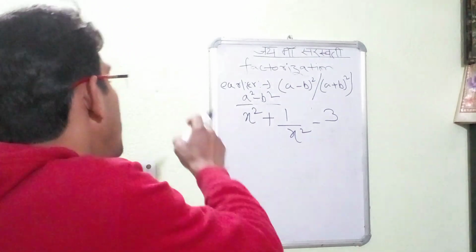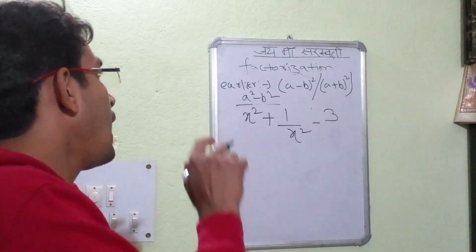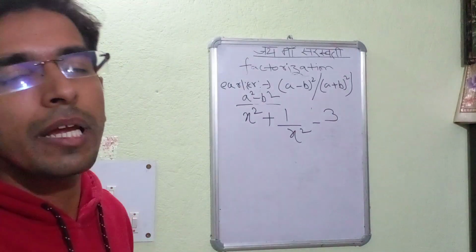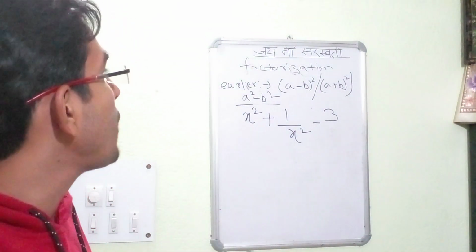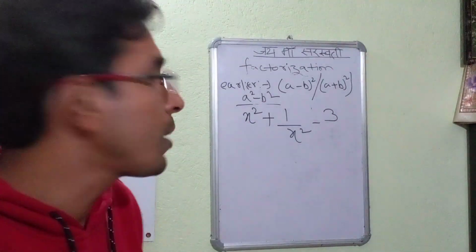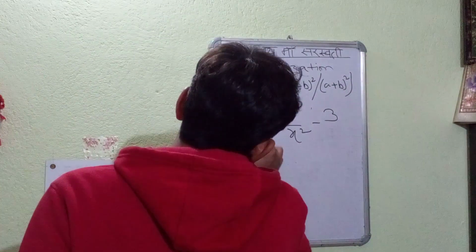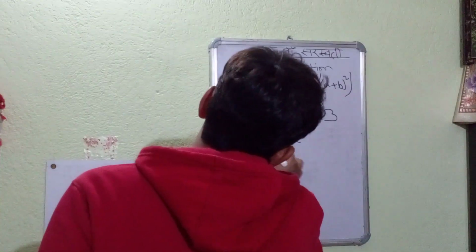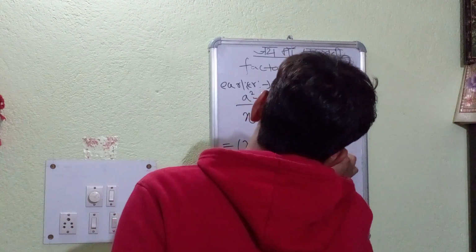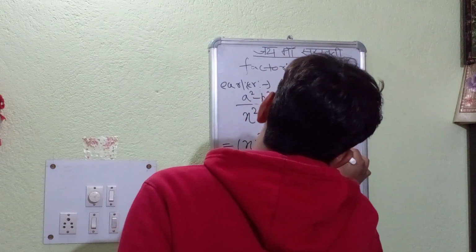So this particular expression, we have to transform in such a way that it is taking the form of a square minus b square. So first of all, we will write this expression in the form of x plus 1 by x the whole square minus 2 into x into 1 by x.